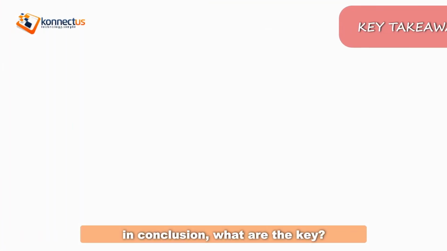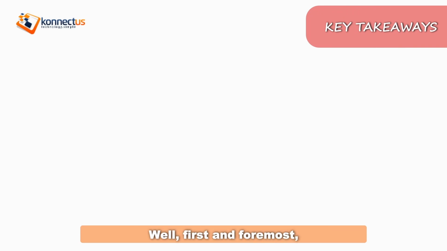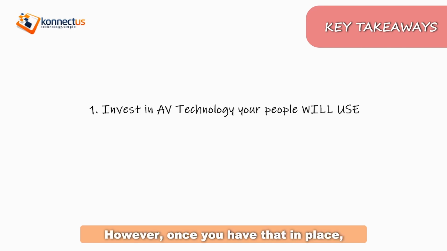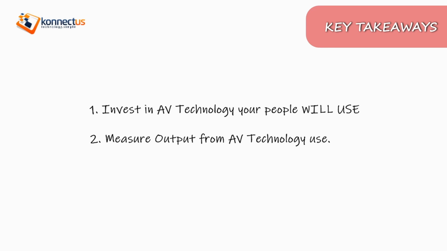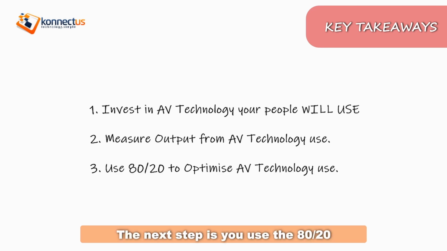So in conclusion, what are the key takeaways? Well, first and foremost, you must invest in AV technology that your people will actually use. That's a given. However, once you have that in place, you can measure the output from the AV technology and how it's being used, who it's being used by. The next step is you use the 80-20 principle to optimize that AV technology use, always trying to move people into that optimal 20% area, getting the most out of your investments that way. And it's really that simple.